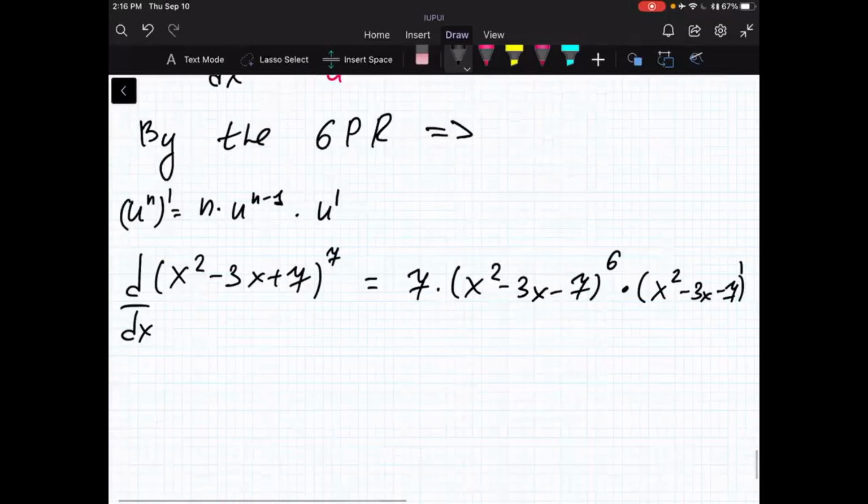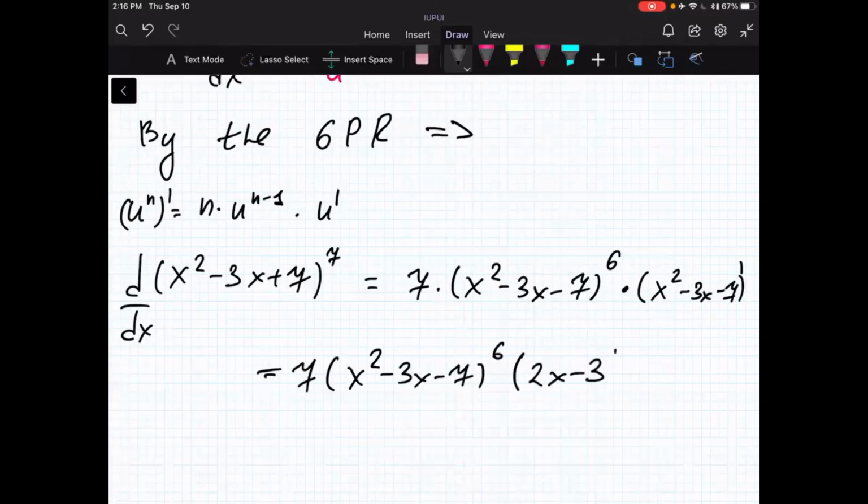So the last step is to calculate the derivative of the polynomial, which is not very complicated. So it is 2x minus 3. So yeah, don't forget about this last step. This is not the final answer. You need to differentiate the function, find the derivative of it.